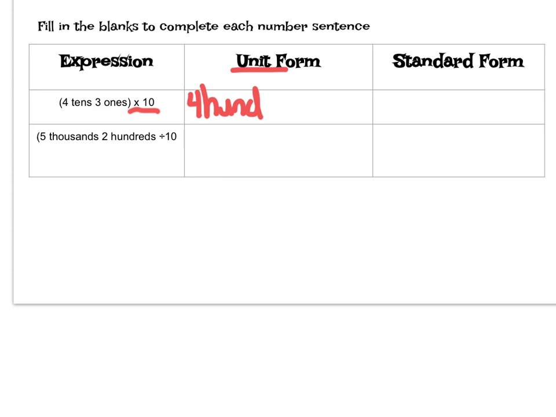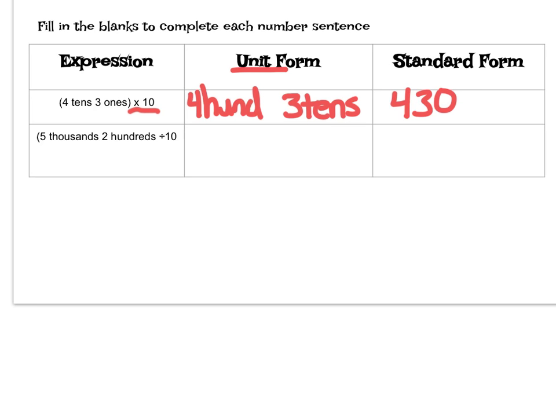Then I have to do 3 ones times 10. 3 ones times 10 is 30 ones. However, I wouldn't want to write 30 ones for unit form because that's bigger than 10. I know I can bundle some of those groups of 10. There's 3 groups of 10 in 30, so instead of 30 ones, it's the same as 3 tens. So my unit form answer is 4 hundreds, 3 tens. In standard form, I'm going to write 430. And again, you can use your place value chart to see how many dots you have in each of your place value units to figure out that standard form.